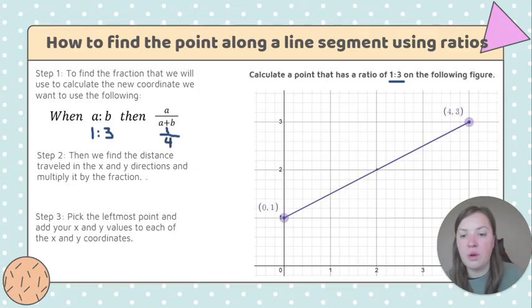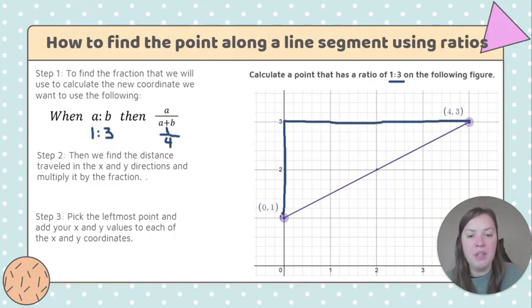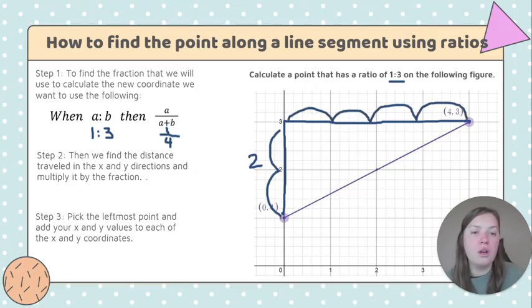1 plus 3 is 4, to get my fraction that I am going to move up my line to partition my line and to identify where the location of that ratio would be. So just like before, I'm going to draw my triangle to identify how much my x and my y directions are changing. I'm increasing by 1, 2. I'm increasing by a value of 2 in my y direction and 1, 2, 3, 4 in my x direction.